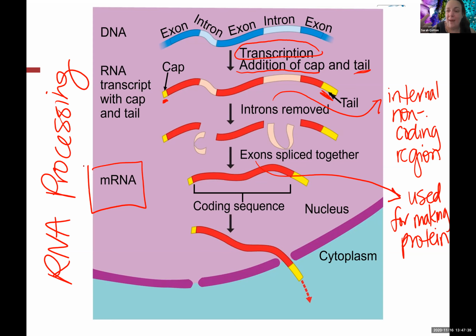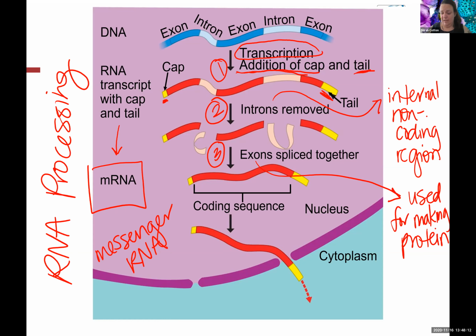So what happened in RNA processing? Well, one thing that happened is the addition of the cap and the tail. Then the introns were removed and the exons were spliced together, stuck together. And then that original RNA transcript now becomes something called mRNA, and that stands for messenger RNA.